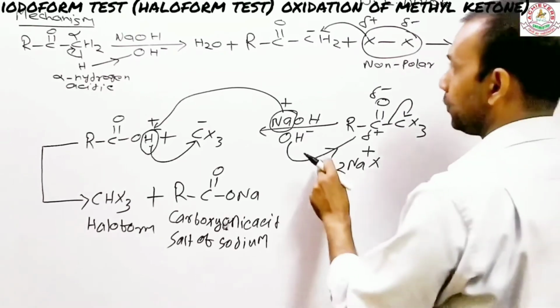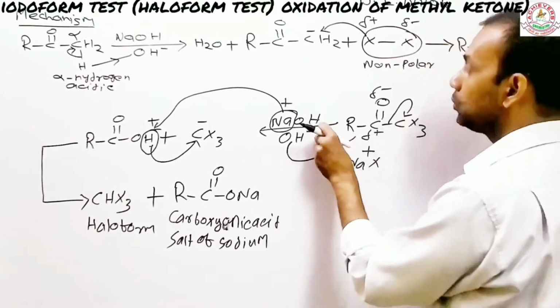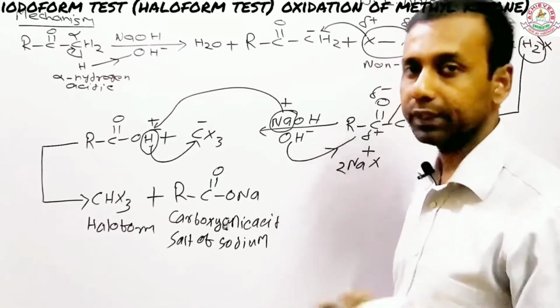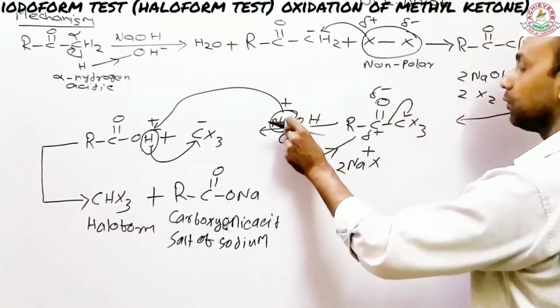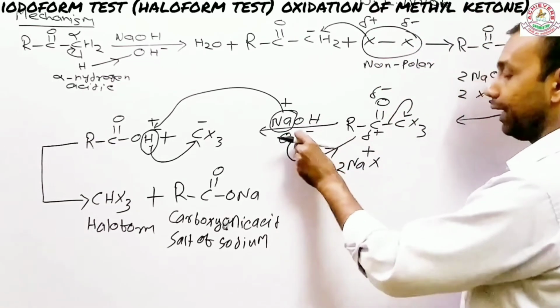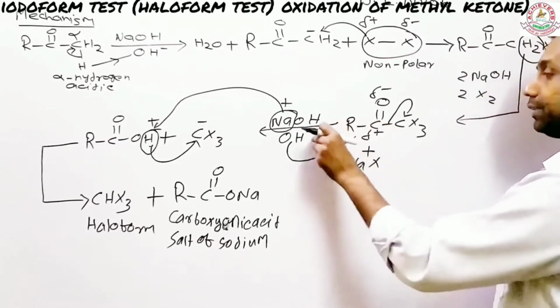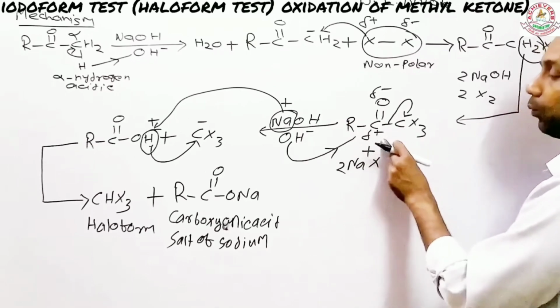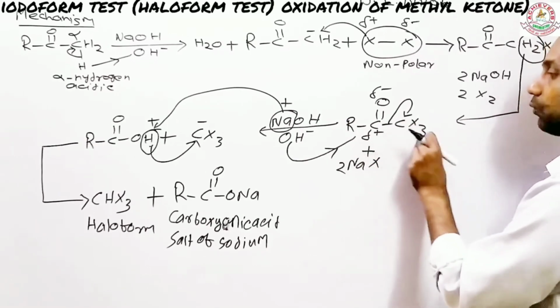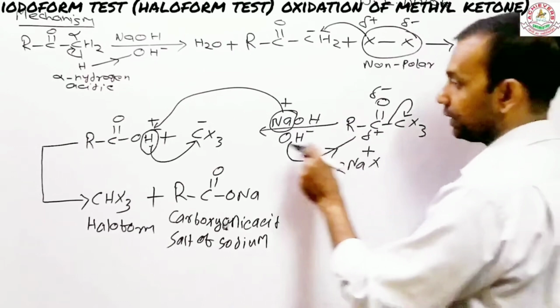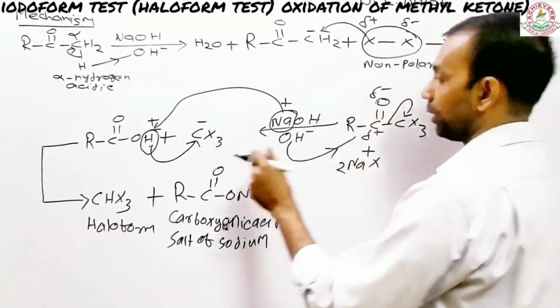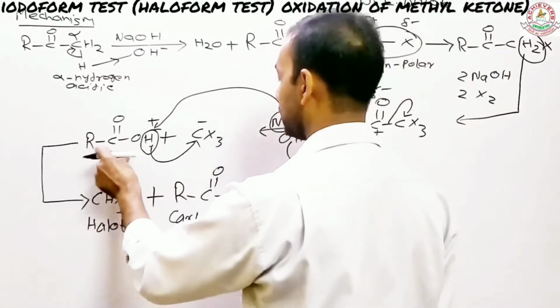Now what happened? Again, if you remember, I told you there were 4 mole of NaOH required. So this 4th mole of NaOH produces OH, and this OH comes to the electrophilic carbon and attaches to the electrophilic carbon while this bond undergoes cleavage. So this forms a negatively charged CH3 right here, and this forms a carboxylic acid.